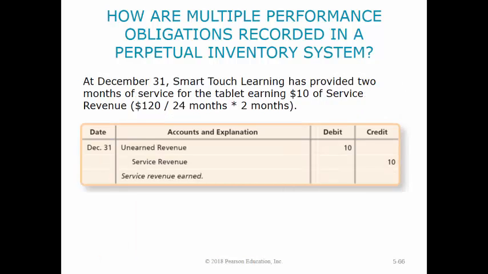As Smart Touch Learning satisfies the service contract, the company would recognize the revenue. For example, at December 31, Smart Touch Learning has provided 2 months of service for the tablet. Smart Touch Learning would record $10 of service revenue, $120 divided by 24 months times 2 months.